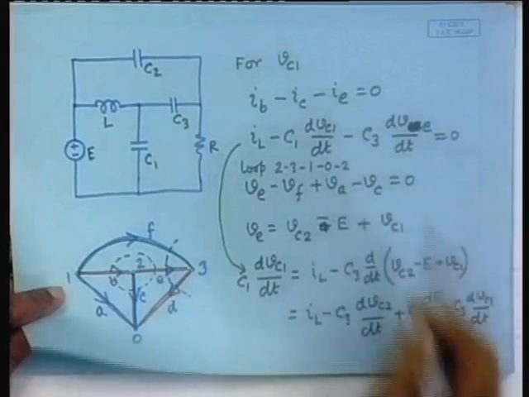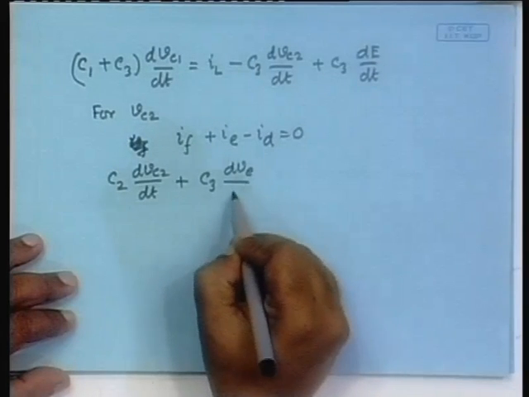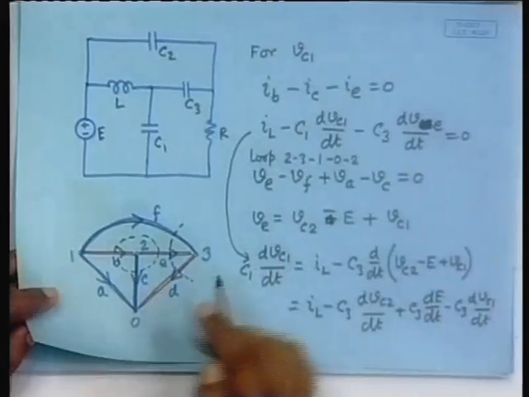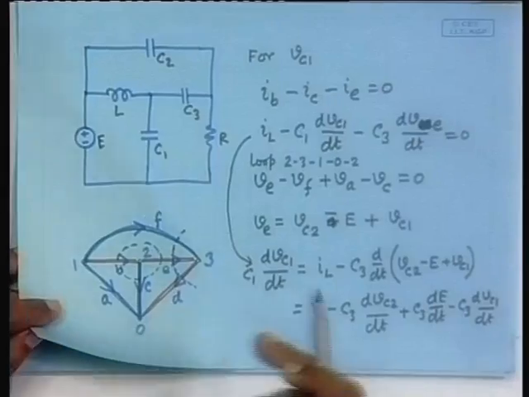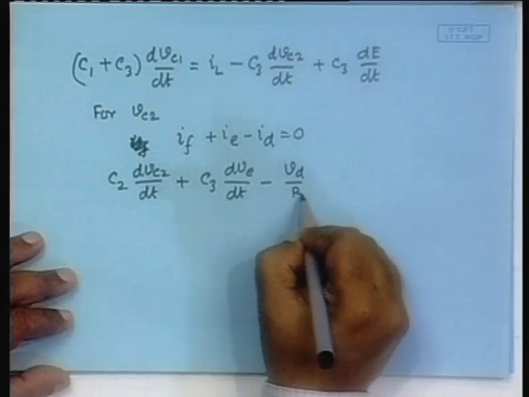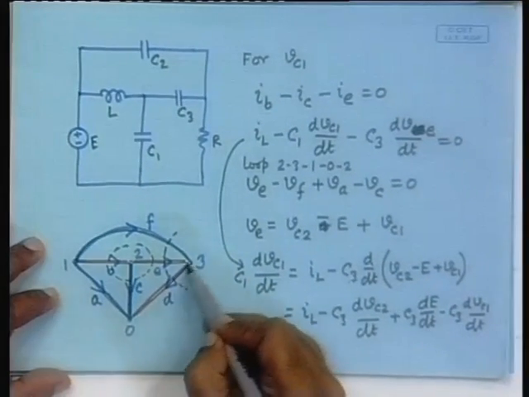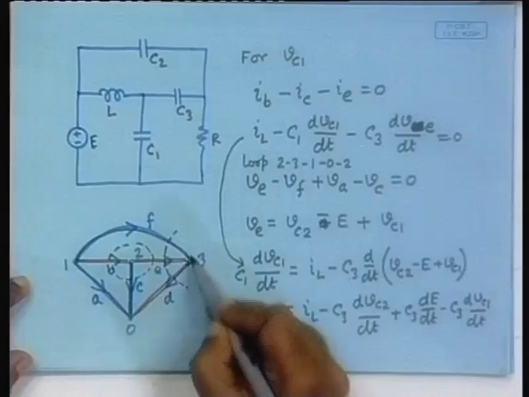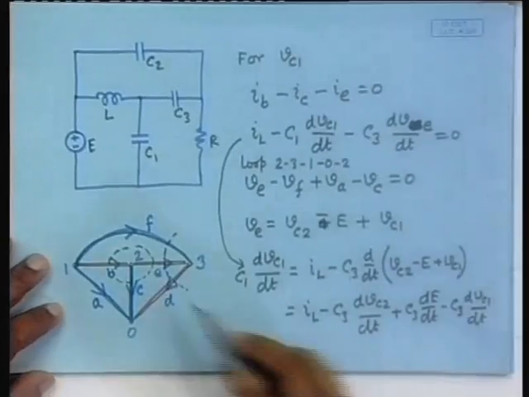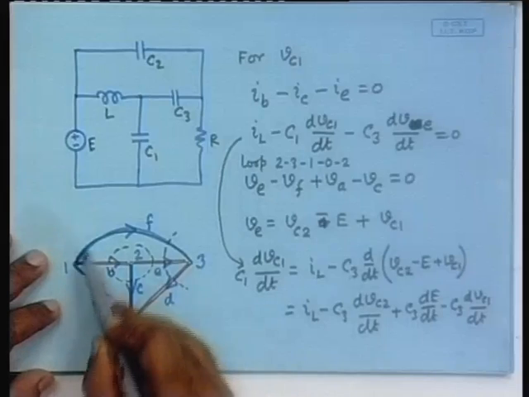is what? This term plus C 3 d V E d t. We will not write it as V C 3 because it is not a state variable, V E. And I D is this one, it is V D by R. Okay, now we need to obtain V D. Where should it be obtainable from? V D should be obtainable from the loop, basic loop, including this fellow, which is this. Okay. So, we can easily write V D minus V A plus V F equal to 0.